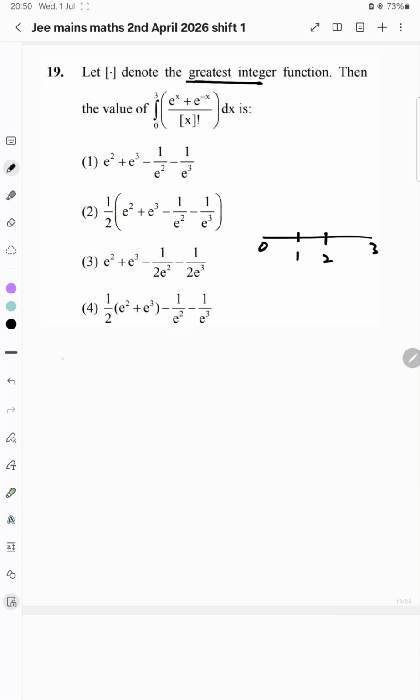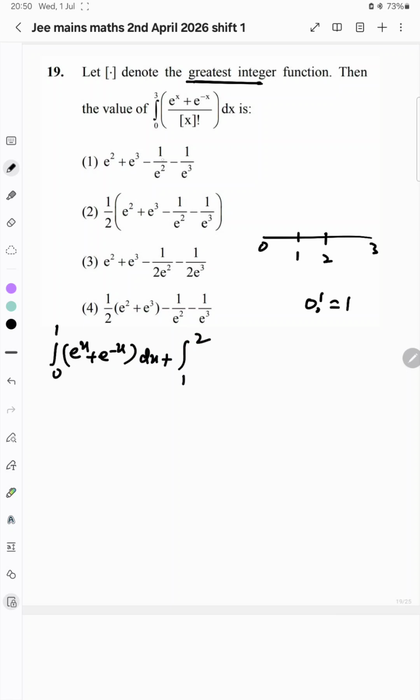Okay, now let's divide the entire integral like this. 0 to 1, one part. In between 0 to 1, the step x value is 0 only, right? So 0 factorial will be 1 only, we know that. So it will be 1, then you will get e^x + e^(-x), denominator 1, no need to write, dx, plus integral 1 to 2.